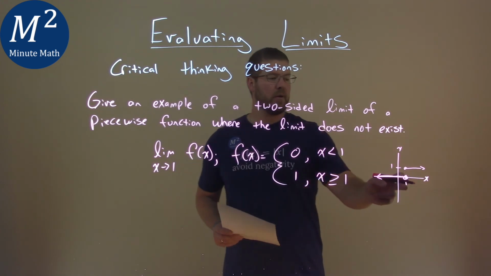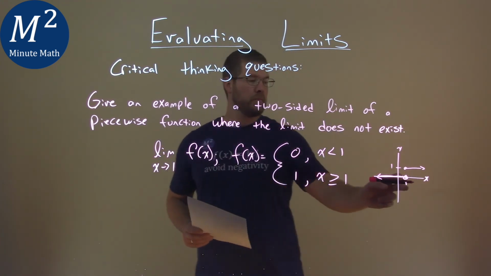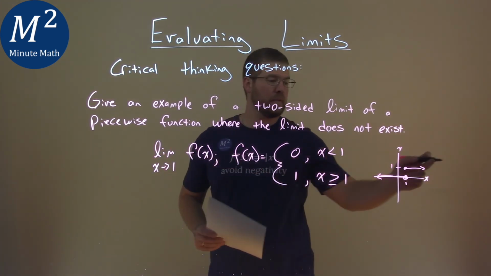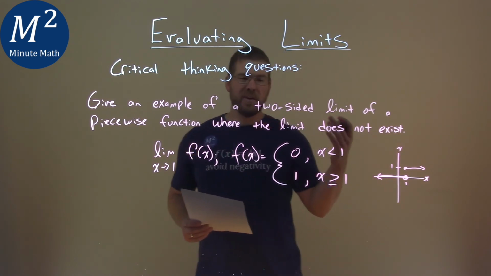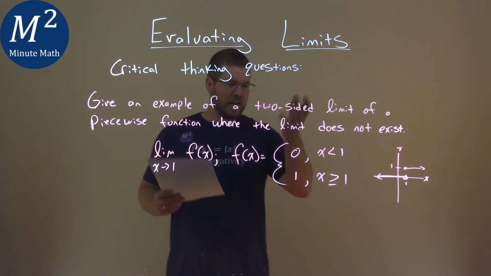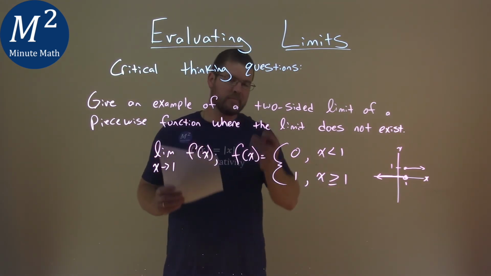And we can see now at x equals 1, or as x approaches 1 from the left and right, it's two different values, so our limit does not exist. And there we have an example for you.